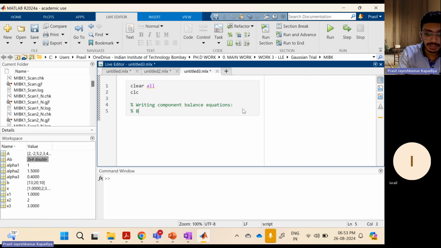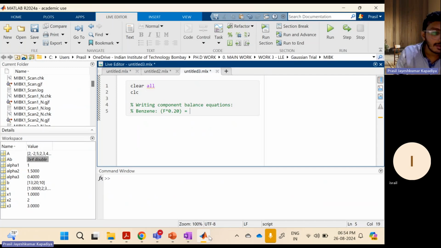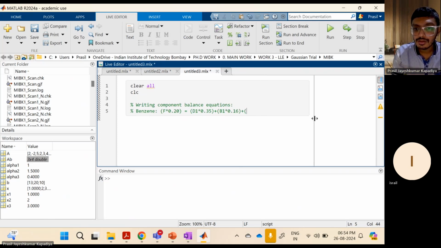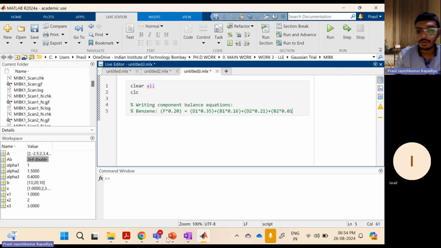I will write it in the comment part only. So benzene, my equation is F into 0.2 is equal to D1 into 0.35 plus B1 into 0.16 plus D2 into 0.21 plus B2 into 0.01. So this is the equation for benzene.